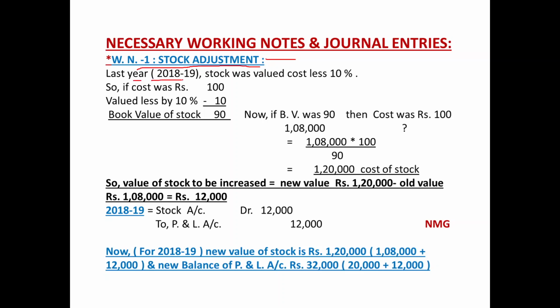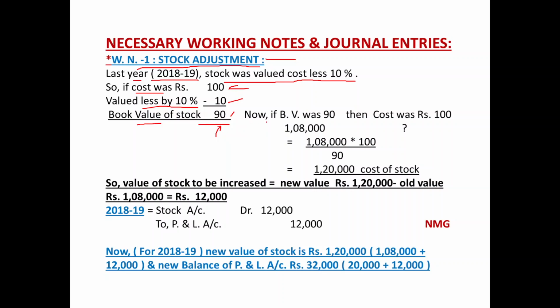Last year, that is 2018-19, closing stock was valued at cost less 10%. Last year closing stock, current year opening stock. So let us assume that the cost price was rupees 100, then it was valued at cost less 10%. 10% of 100 rupees is 10. That gives the book value of the stock 90 rupees. It means at this value the stock was valued in the books of account for the last year's closing stock or for the opening stock of the current year. Book value 90 rupees versus the cost was 100 rupees.